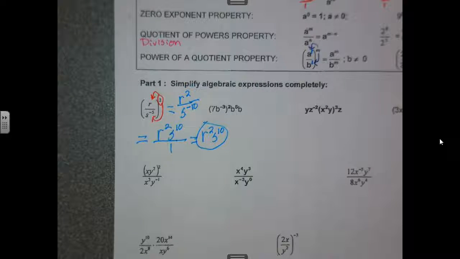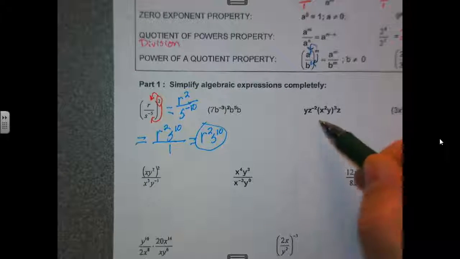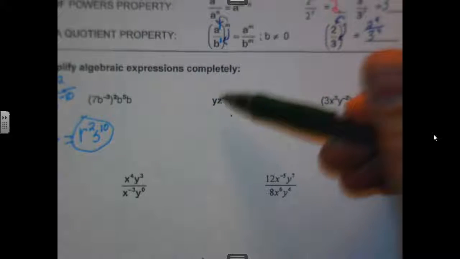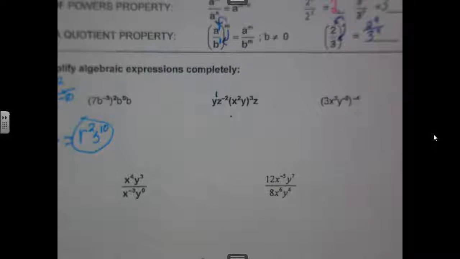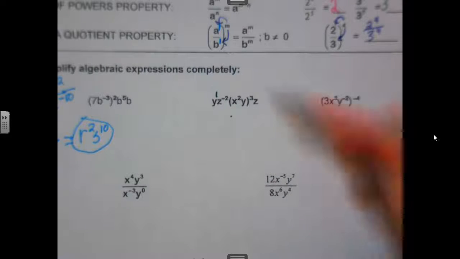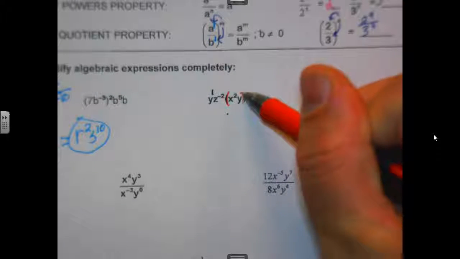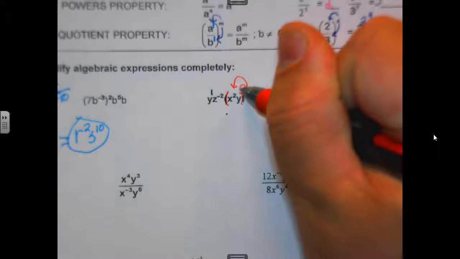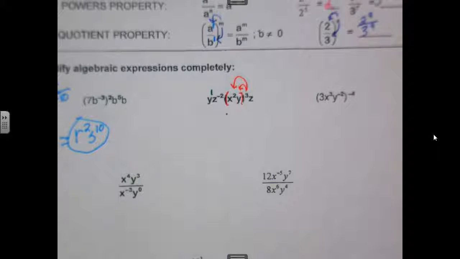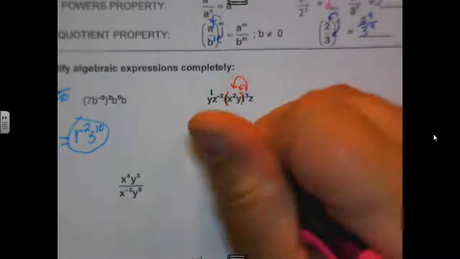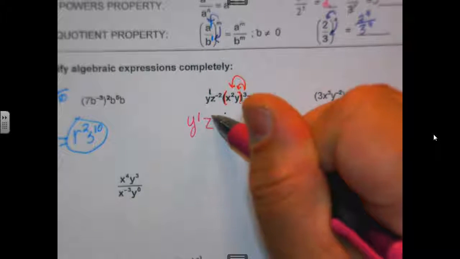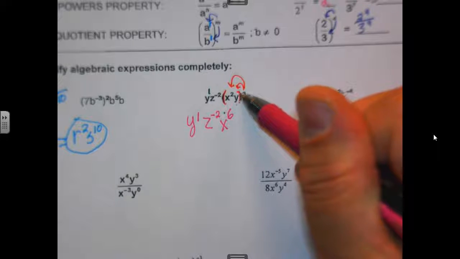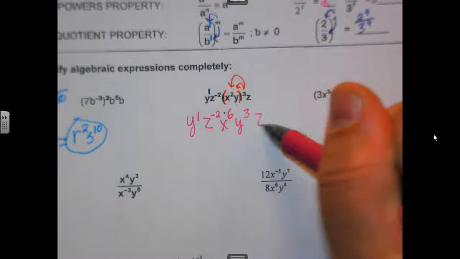Let's do this one. Okay, I've got y first, correct? I have parentheses around this group. So I have powers raised to the power. So I have to multiply my exponent. So I have y, let me rewrite this. I have y to the first, z to the negative 2, x to 2 times 3 is 6, y to the first, or 1 times 3 is 3, z to the first.